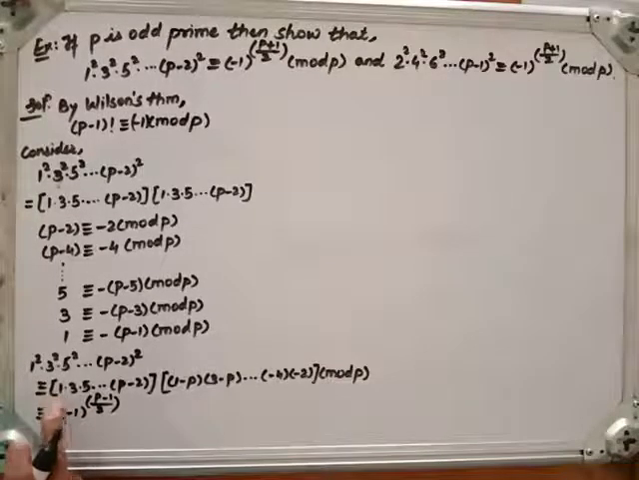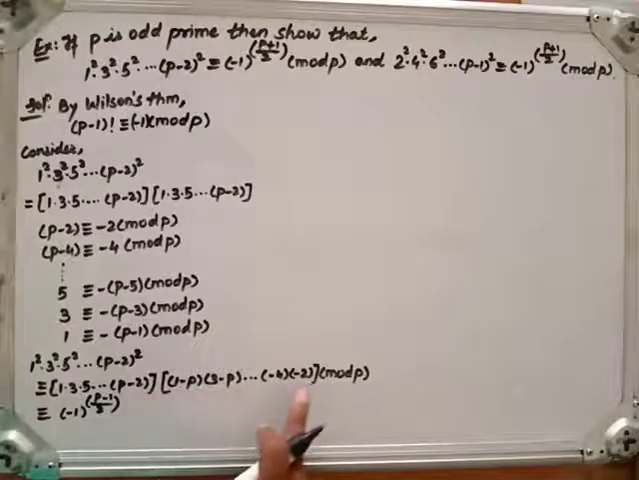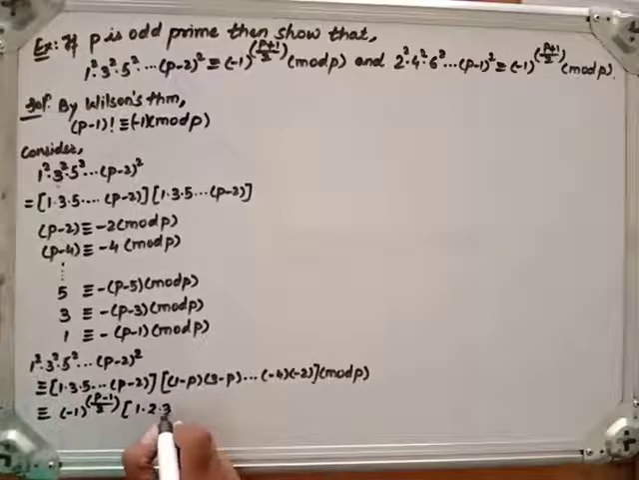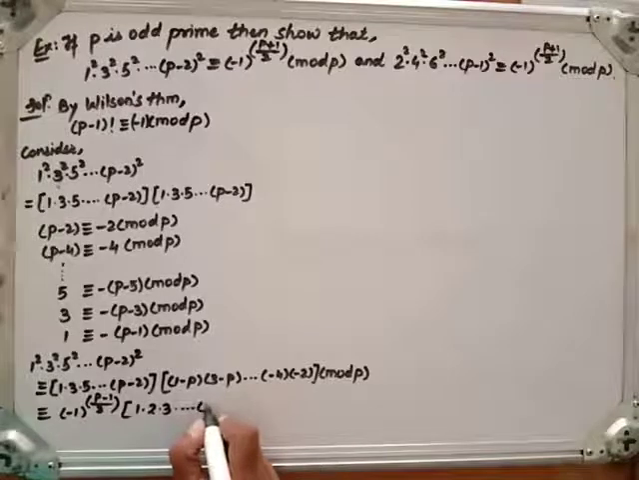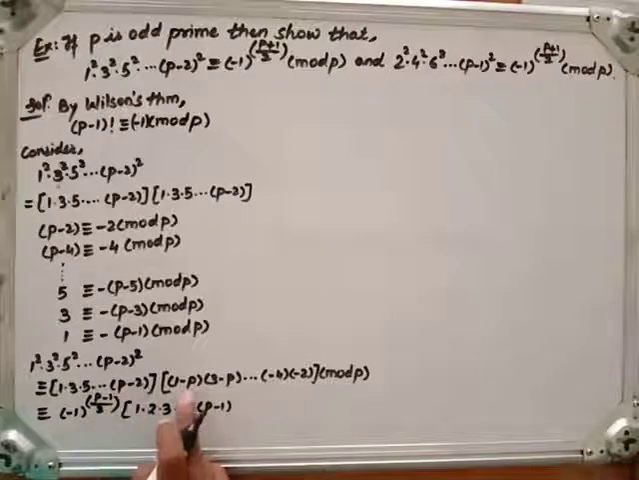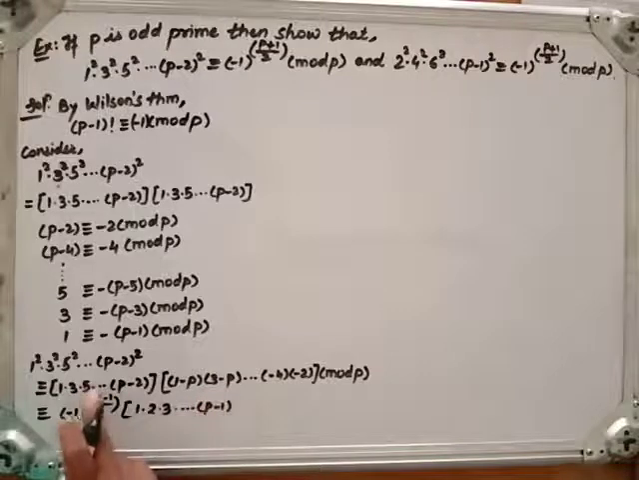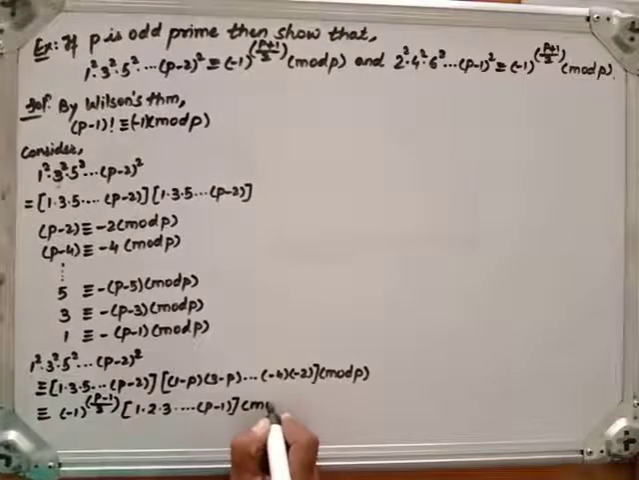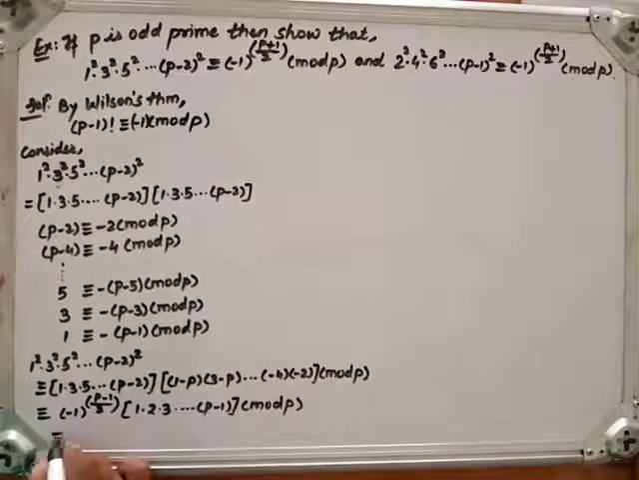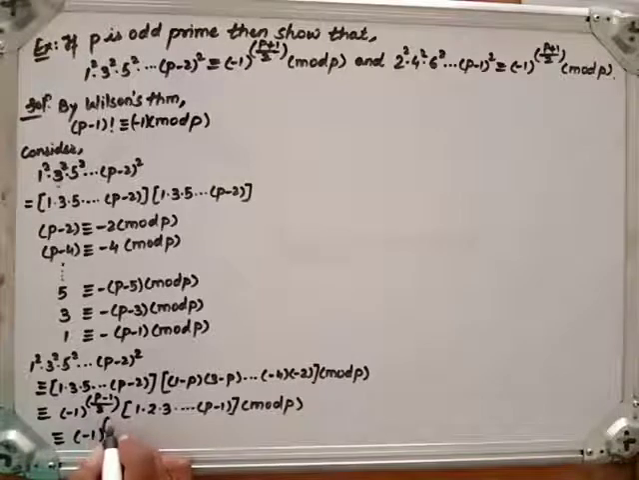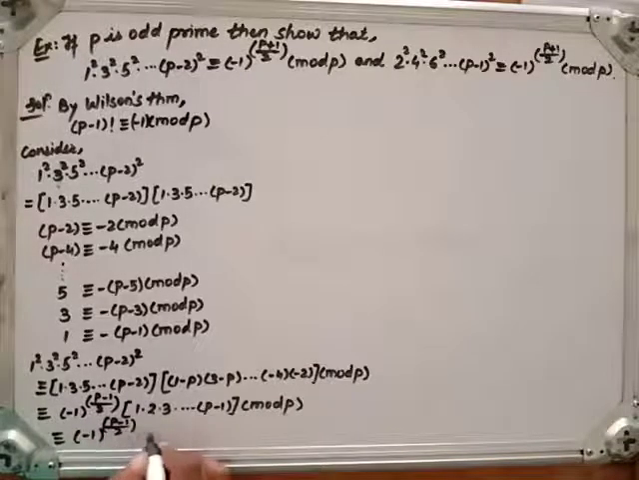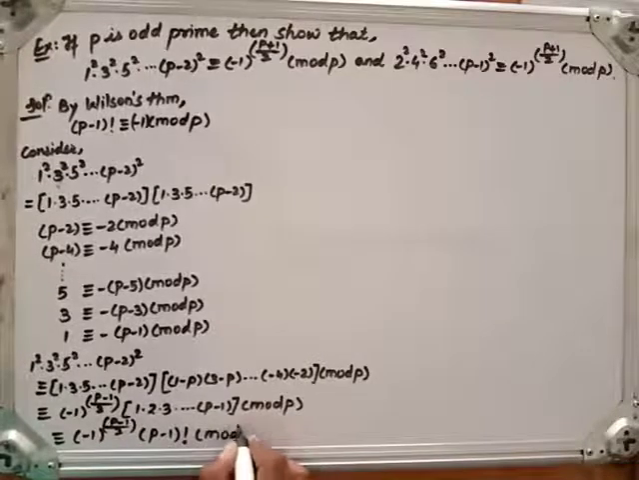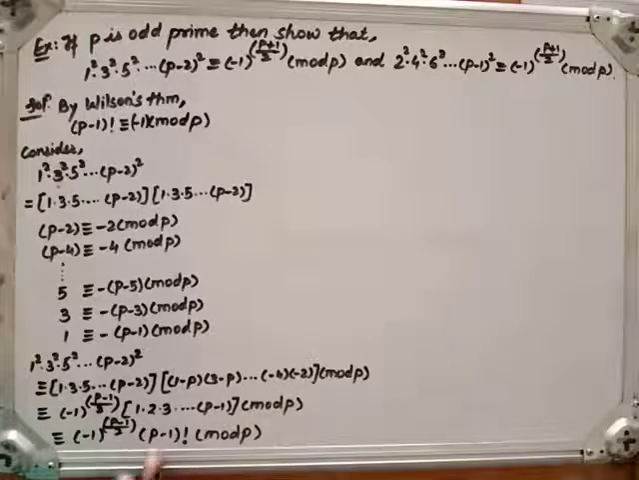If you observe, these are all odd, these are all even, so we can combine them. This will become 1 into 2 into 3 so on up to p minus 1. Here p minus 2, p minus 1, here p minus 3, it will be p minus 4 as such. So these are modulo p. So this is nothing but minus 1 raised to (p minus 1) by 2 as it is, into (p minus 1) factorial modulo p.